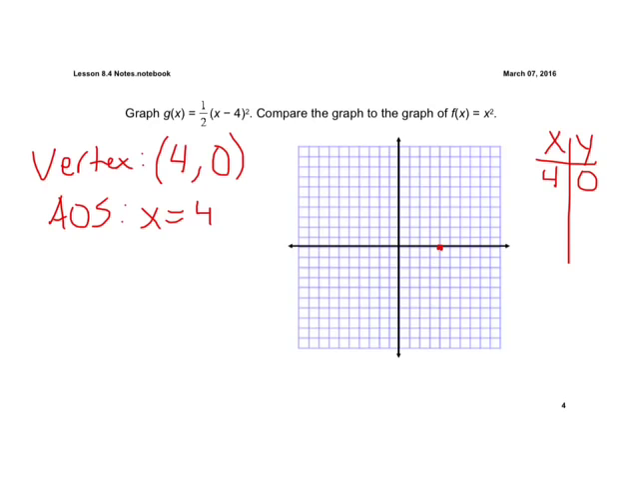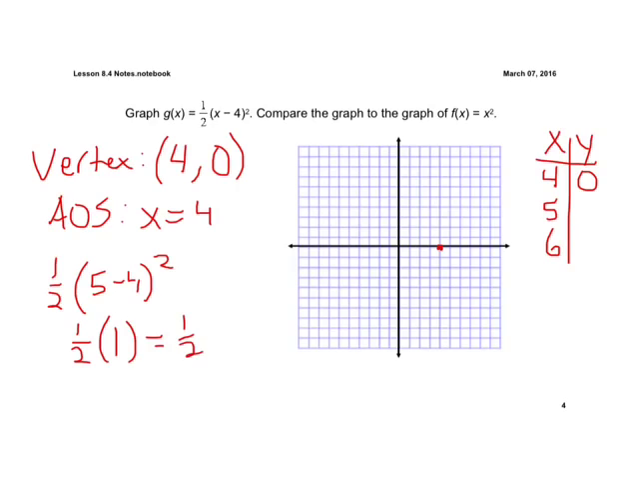We're still going to make our xy table, so we can plug in our vertex as our first point. Let's pick 2 to the right, so 5 and 6, just like before, and we're going to plug it back in. So we have 1/2, parentheses, let's plug in our 5 minus 4, squared, and we need to solve. So parentheses first, order of operations, very important. 5 minus 4 is 1, 1 squared is 1, 1 times 1/2, well, anything times 1 is itself, so we get a 1/2 there.